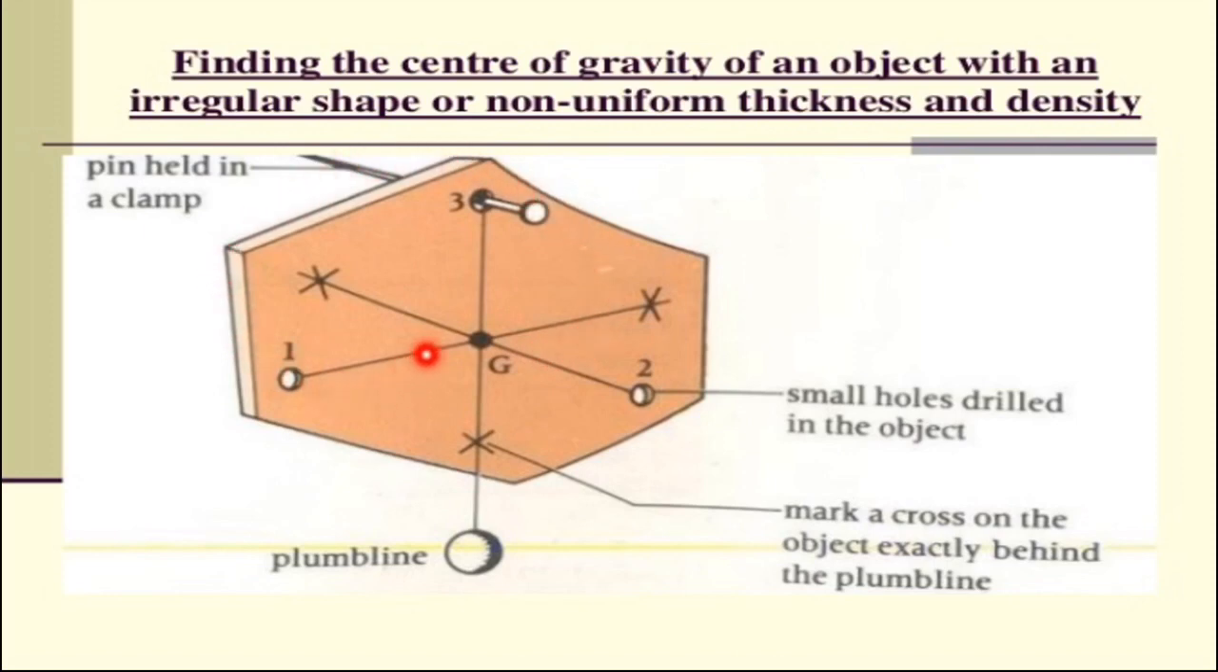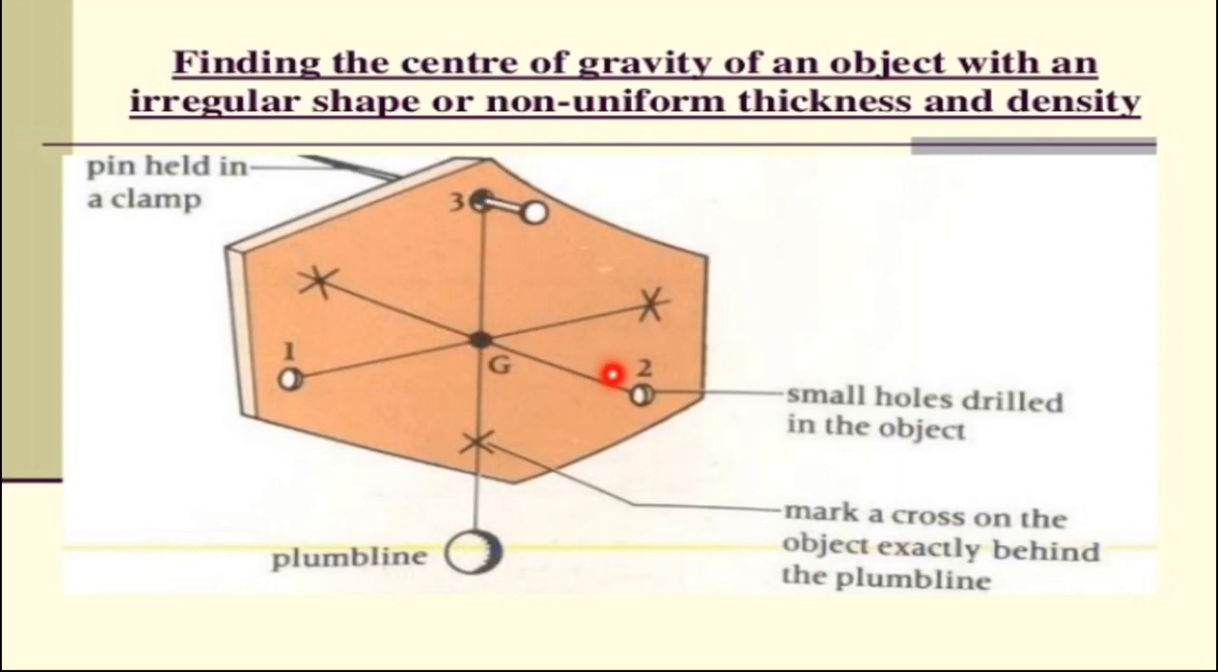Firstly, let's take a cardboard and make 3 holes at the edge. First one, second one, and the third one. Now put a strong pin or nail through one of the small holes and fix a clamp so that the cardboard can swing freely. Now attach a plumb line to the pin. When the cardboard and the plumb line have both stopped swinging, mark a cross on the cardboard exactly behind the plumb line and near the opposite edge to the hole. This is the opposite edge to the hole.